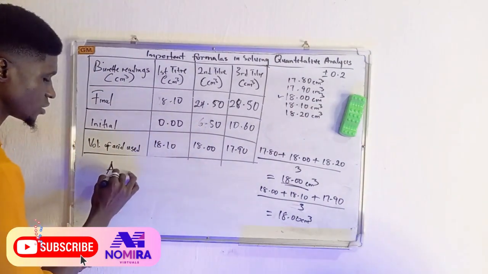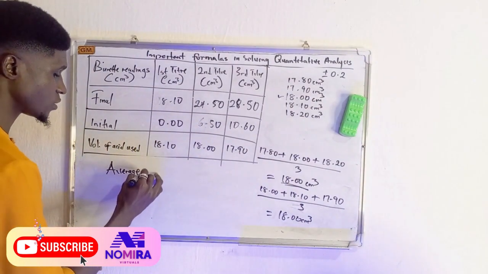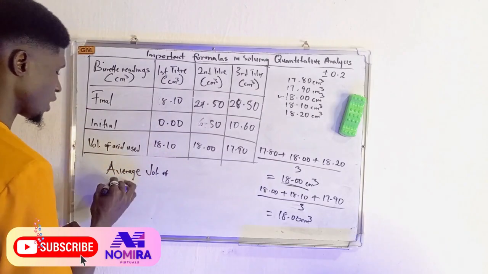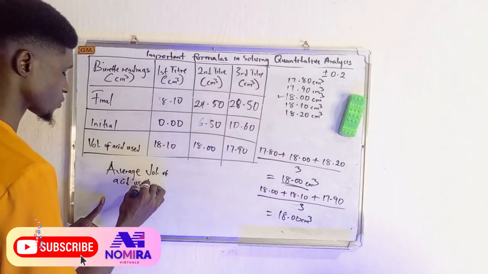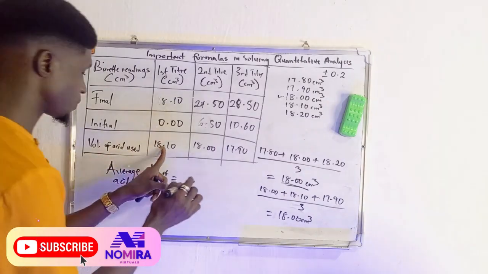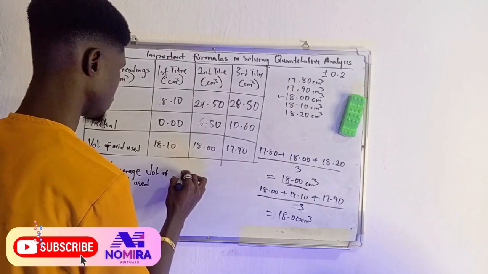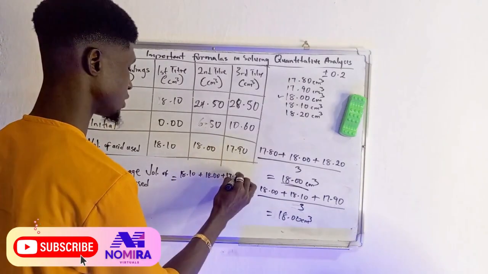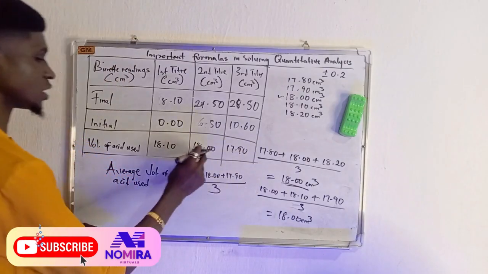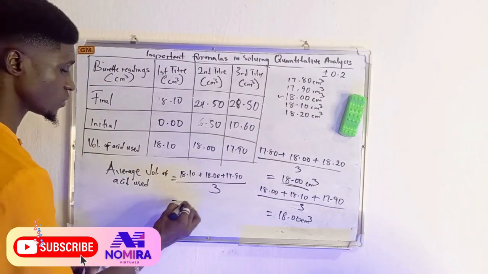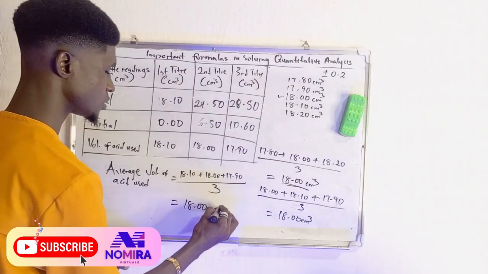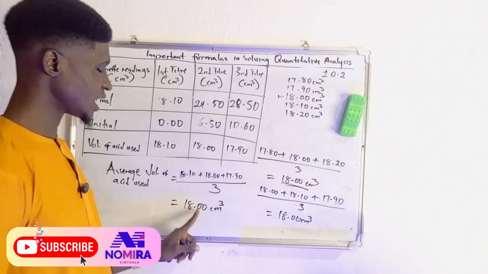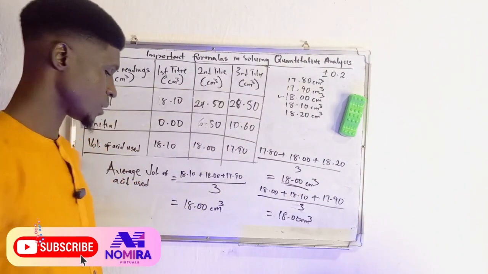So the value is the average volume of acid. The average volume of acid used. Average is this plus this plus this. 18.10 plus 18.00 plus 17.90, all over 3, because they are 3 titres, right? Will give you 18.00 cm cube. See, we are putting it in 2 decimal places because there are no long decimal numbers.